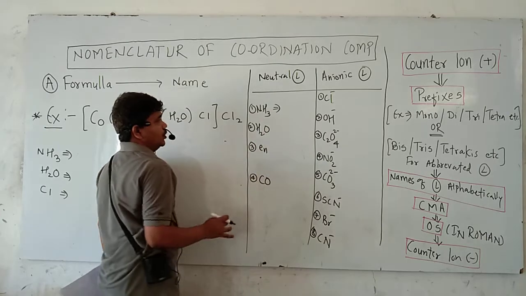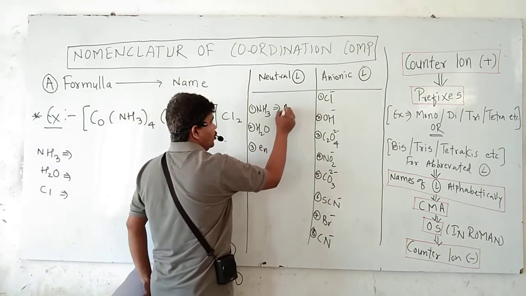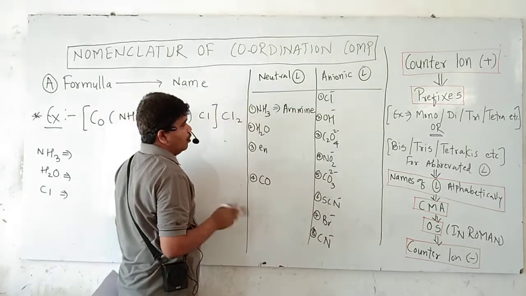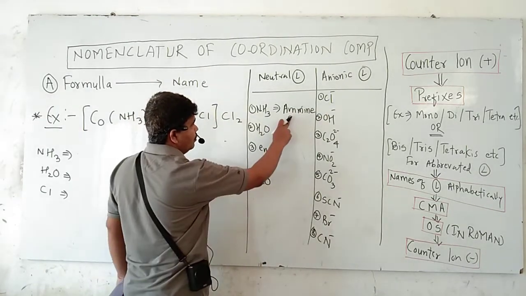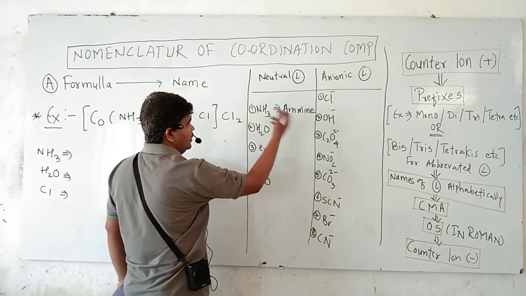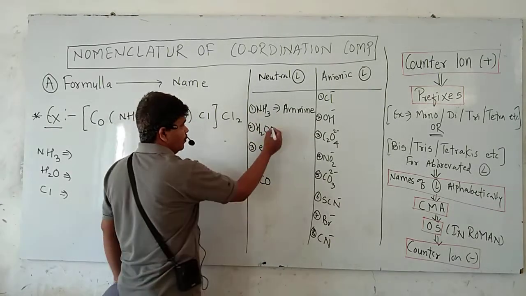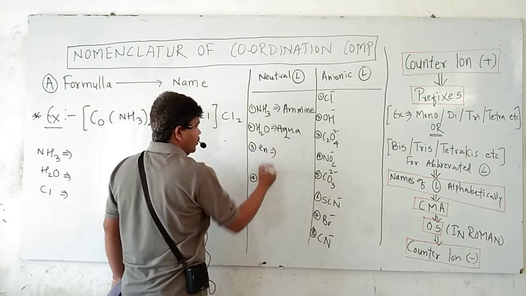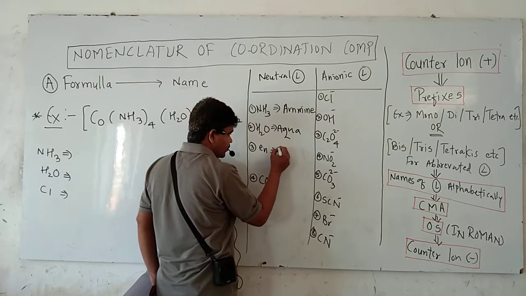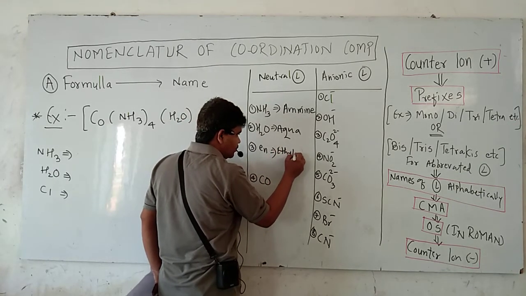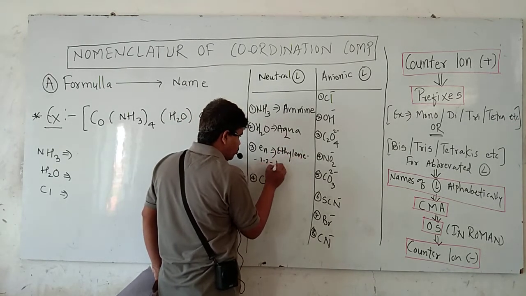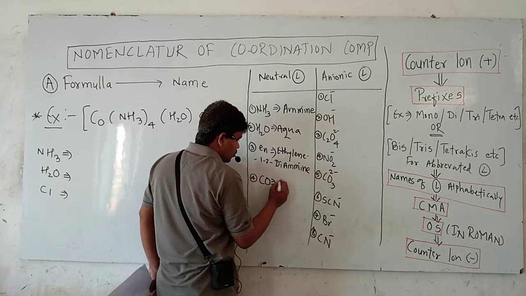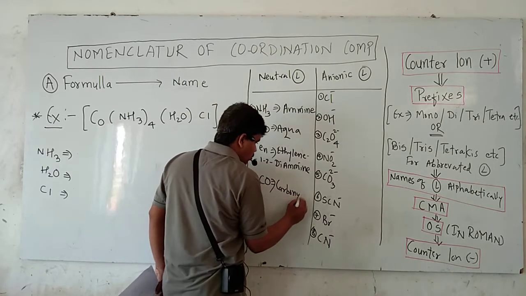If the ligand is NH3, then its name will be ammine. Whenever you are writing amine in organic chemistry, you write a single m. But whenever you are writing ammine as a ligand, you have to write 2 m. Okay. H2O means aqua. En is nothing but ethylene 1,2-diamine. What is CO? CO is nothing but carbonyl.